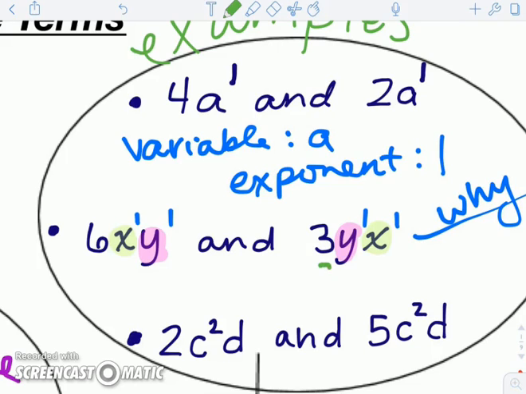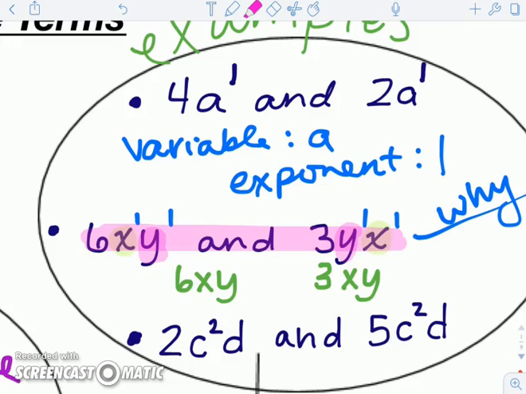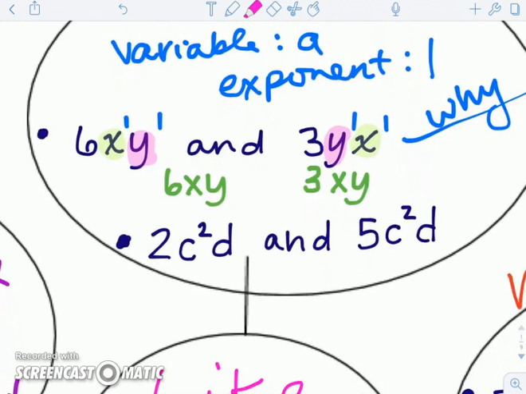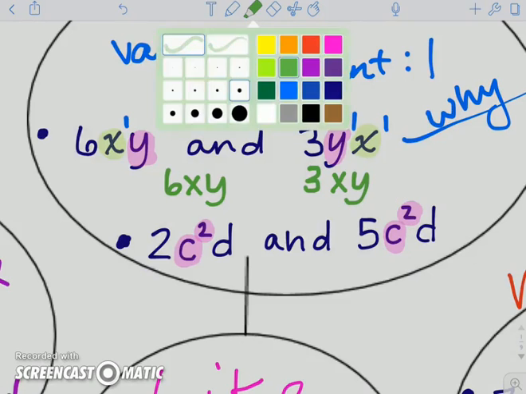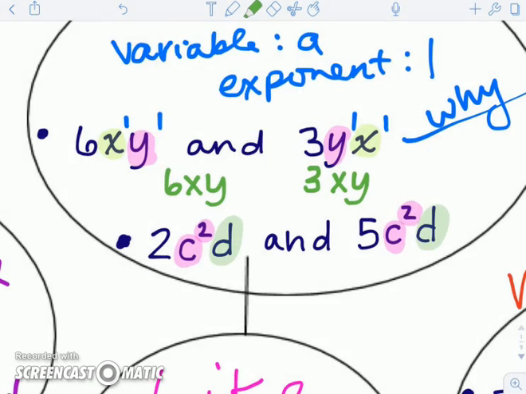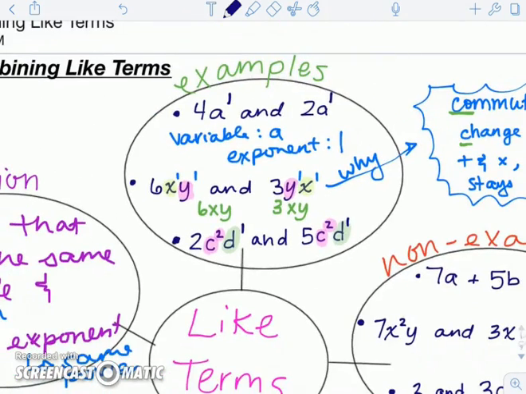But I could easily write this as 3xy, and now they are definitely, without a doubt, like terms. They still are in the original question up here. It's just easier to spot when you rewrite the variables from highest to lowest or in terms of alphabetical order. Look at the next one, 2c squared d and 5c squared d. The c's are the same variable that both have 2's as exponents. And then I'm looking at d. The exponent on the d is a 1. Remember, if there's not an exponent written, we assume that it's a 1. So those are some examples of like terms.